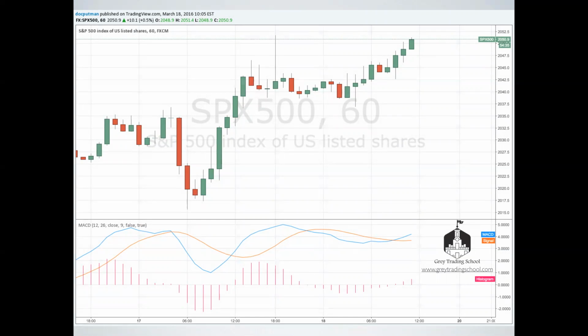MACD fluctuates above and below the zero line as the moving averages converge and cross and diverge. Traders can look for signal line crossovers, center line crossovers, and divergences to generate signals, which we'll cover most of in this short lesson.